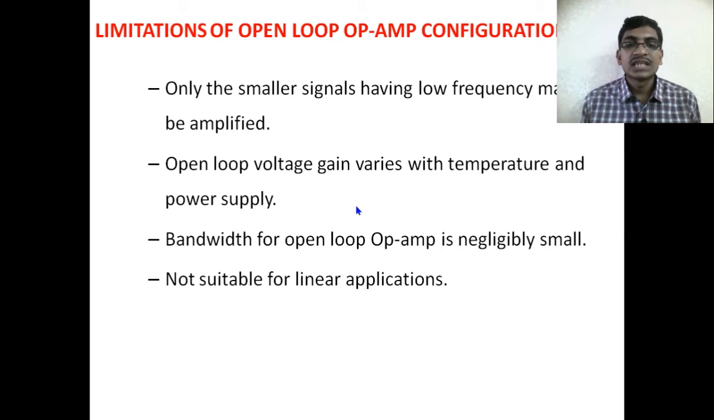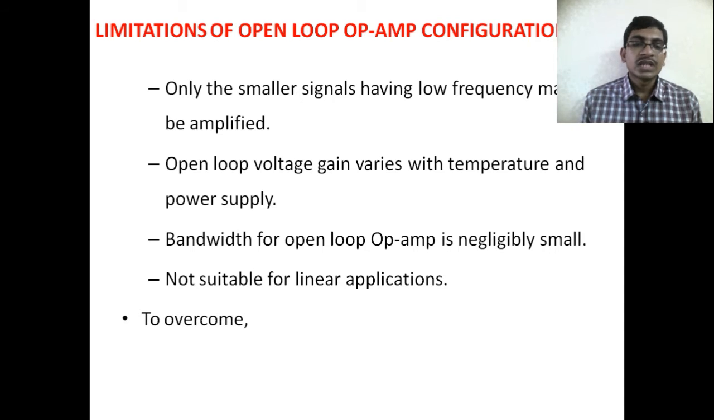And the next limitation is it's not suitable for the linear applications. So we already discussed the linear range of operation of an open loop configuration is small, 130 or 120 microvolts only. Okay, so it is not suitable for the linear range of operation because our input voltages may be greater than that 120 microvolts range.